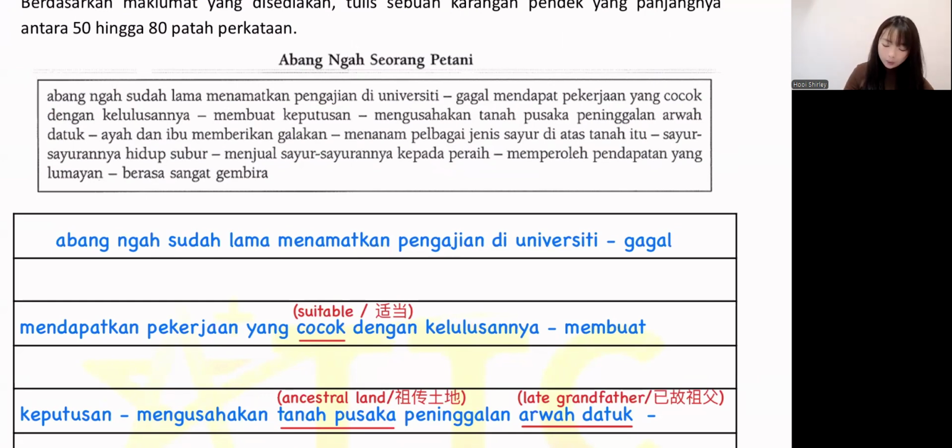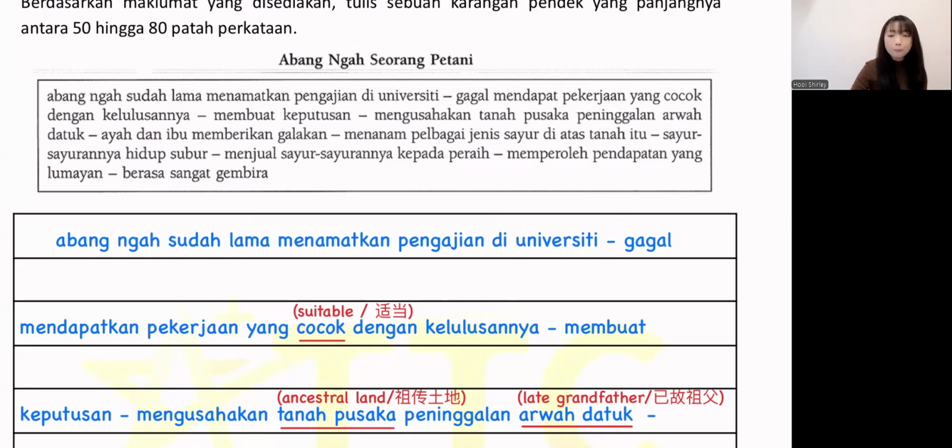What does this mean? Okay, Abang Ngah already finished his study in university a long time ago. He failed to secure a job, failed to find a suitable job that matches his qualification. Kelulusan means what Abang Ngah has graduated from. So let's say, if you graduated as a doctor, of course you will not become a lawyer. So he is actually looking for a job that is suitable for his qualification.